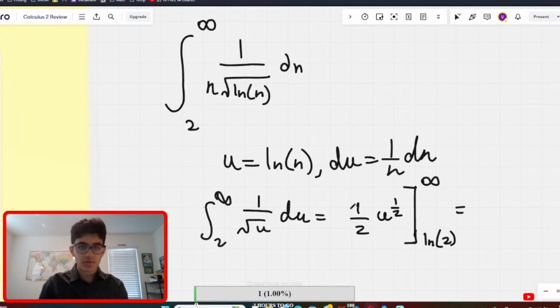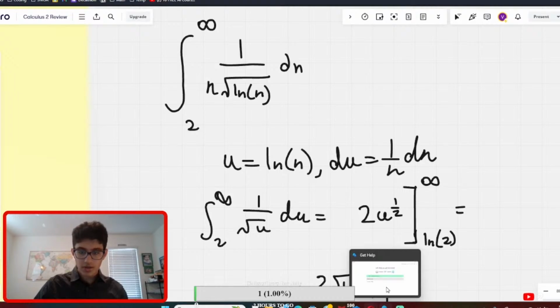So u equals natural log of n. The du becomes 1 over n dn. So it's 1 over root u. Did I do that part correctly? This part over here, 1 half. Sorry, it's not 1 half. It should be 2, because when you take the derivative of this, you get that. Yeah, it's 2. That doesn't change anything though. It's basically 2 times the square root of natural log of n.